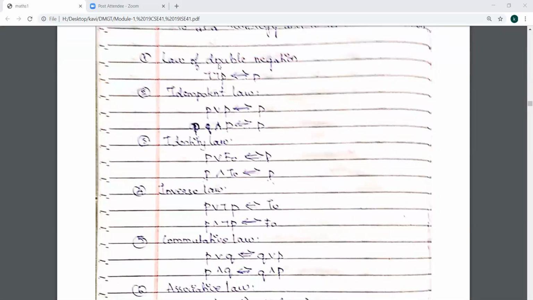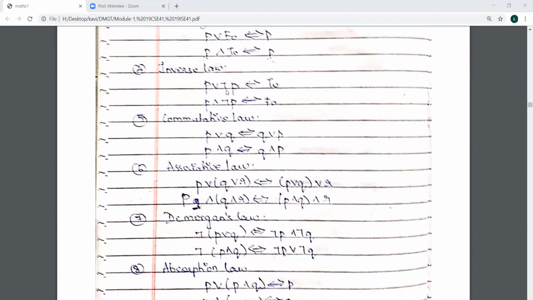First one, law of double negation. So what is that law? Negation of negation P is logically equivalent to P. If twice I take the negation, I will get the same proposition. Idempotent law: P or P is logically equivalent to P. P and P is logically equivalent to P. Then identity law: P or F naught is logically equivalent to P. P and T naught is logically equivalent to P. Then inverse law: P or negation P is logically equivalent to T naught. P and negation P is logically equivalent to F naught.